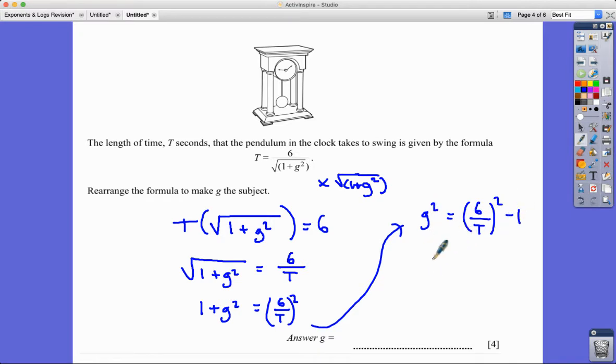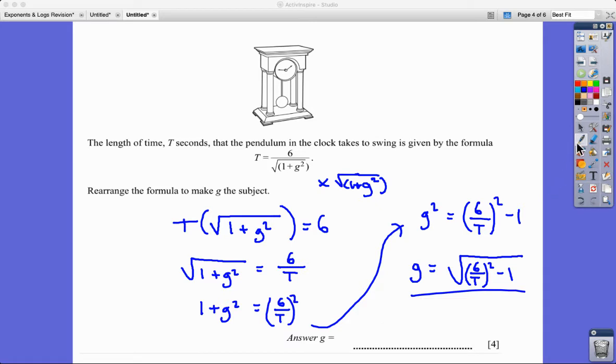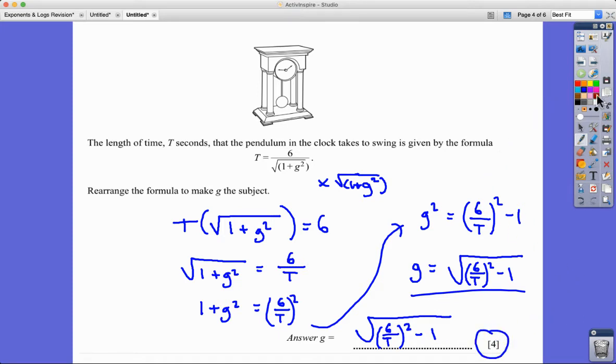And then there's one last step. As we said earlier, the inverse of squaring is to square root. So I would be square rooting that whole right-hand side. So it would be 6 over t all squared minus 1. Pretty daunting to look at, isn't it? But there we go. If we do it step by step and in a logical order, then we should get to that final result. So the square root of 6 over t squared minus 1. 4 marks there. So there's big marks available if you know what you're doing.